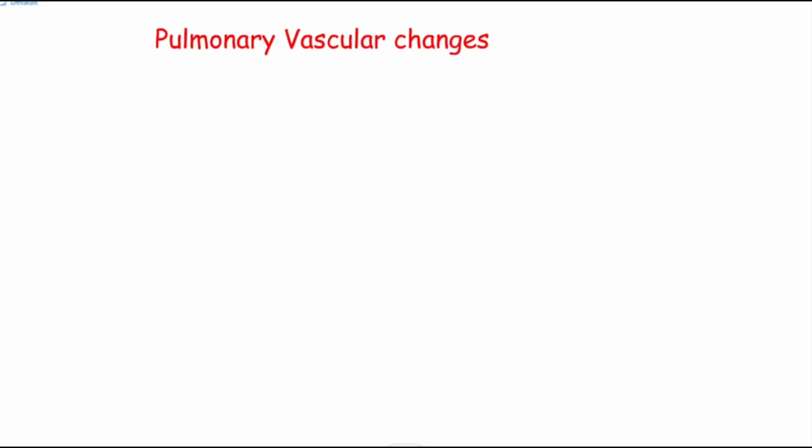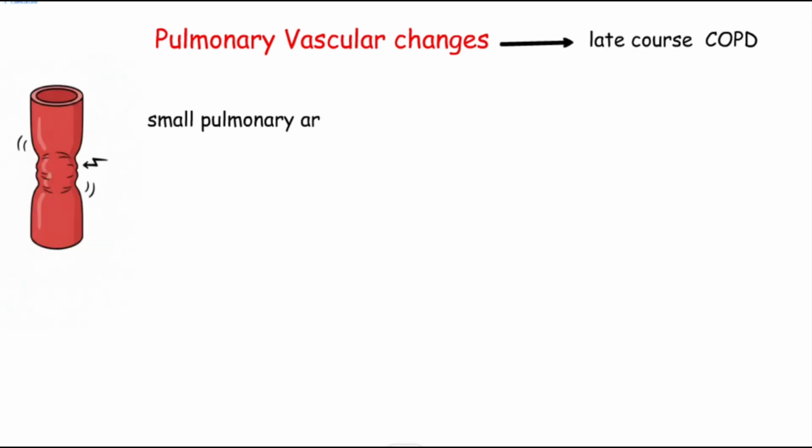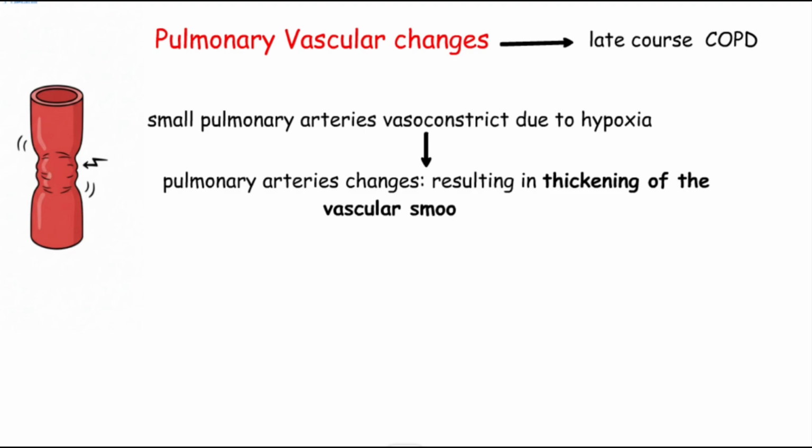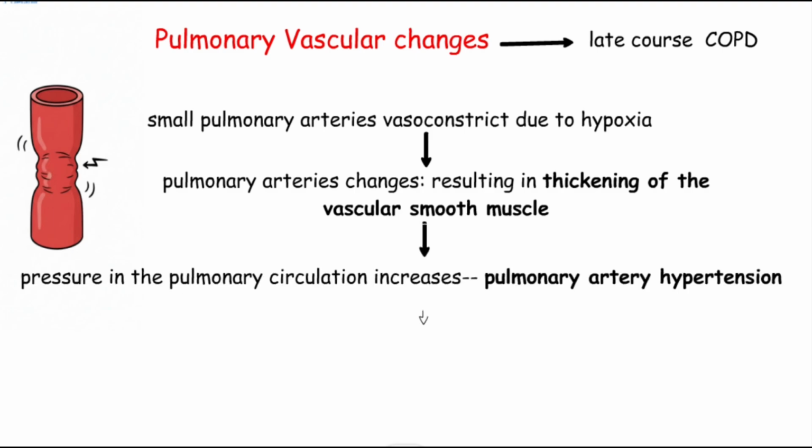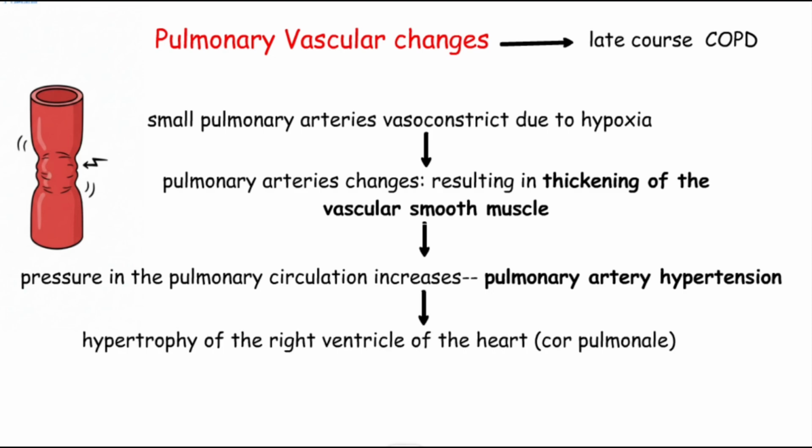Pulmonary vascular changes, resulting in mild to moderate pulmonary hypertension, may occur late in the course of COPD. The small pulmonary arteries vasoconstrict due to hypoxia. As the disease advances, the structure of the pulmonary arteries changes, resulting in thickening of the vascular smooth muscle. Because of the loss of alveolar walls and the capillaries surrounding them, pressure in the pulmonary circulation increases. Pulmonary hypertension may progress and lead to hypertrophy of the right ventricle of the heart, cor pulmonale. The right ventricle dilates and may eventually lead to right-sided heart failure.